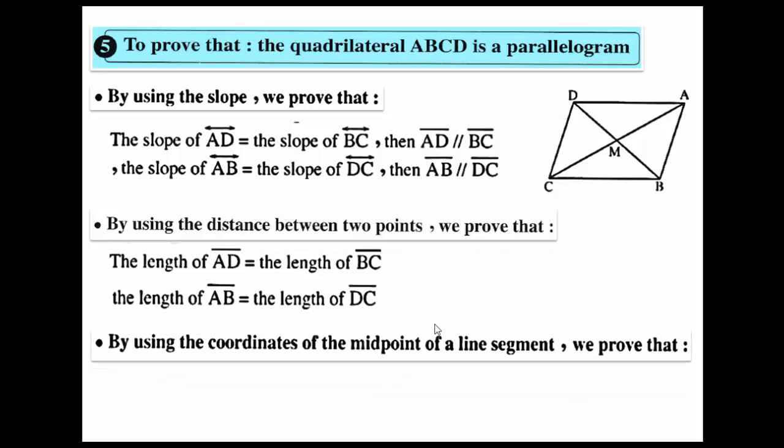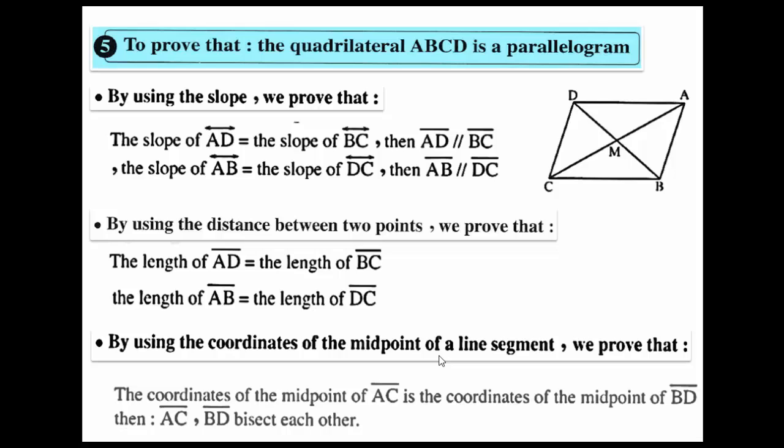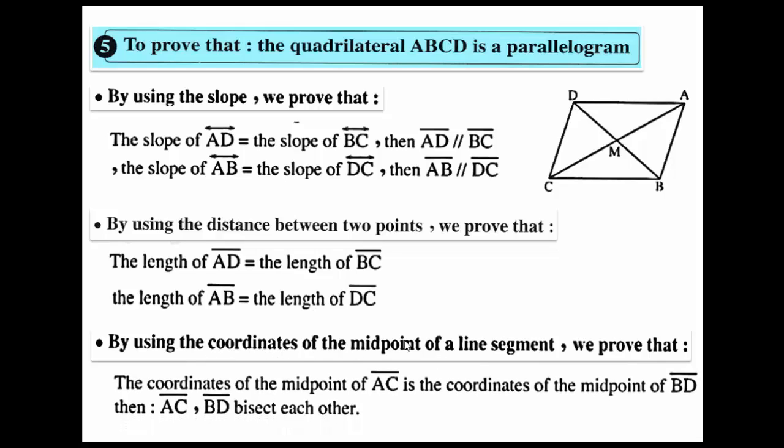The third way to prove that ABCD is a parallelogram. By using the coordinates of the midpoint of a line segment, we prove that the coordinates of the midpoint of AC are the coordinates of the midpoint of BD, then AC and BD bisect each other. So we have here 3 ways to prove that ABCD is a parallelogram. Use the easiest one for you, then prove it.